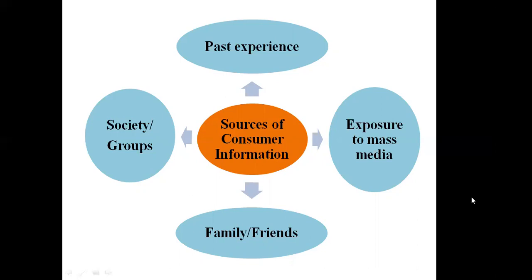The third one is family and friends. The consumer is often assisted by his family and friends who share their valuable experience and help in fulfilling the consumer's informational needs. And the last one is society and groups. As a consumer is also a part of various social and reference groups, the groups are a source of information for the consumer. After studying sources of information, we will study various types of information search.